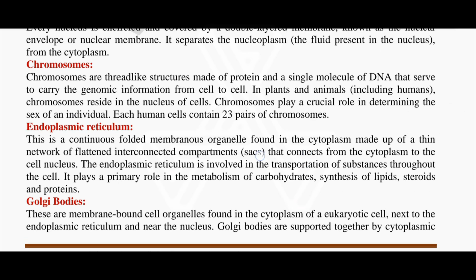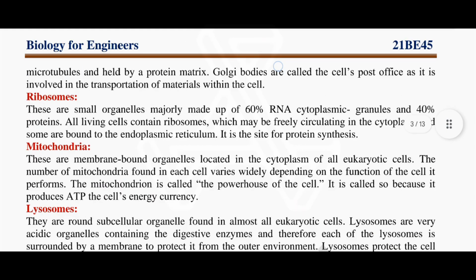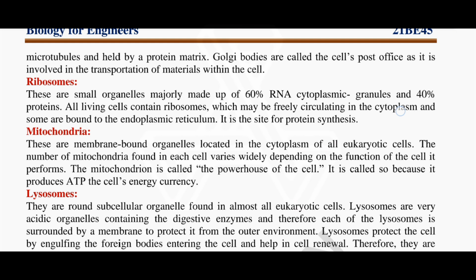Golgi bodies. These are membrane-bound cell organelles found in the cytoplasm of the eukaryotic cell. Next to the endoplasmic reticulum, near the nucleus, Golgi bodies are supported together by cytoplasmic microtubules and held by a protein matrix. Golgi bodies are called the cell's post office as they are involved in the transportation of materials within the cell.